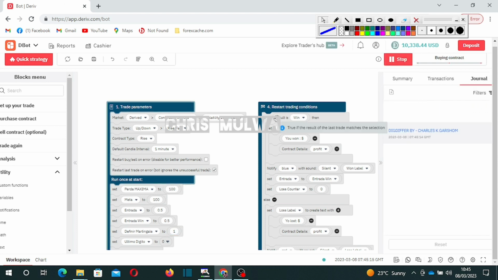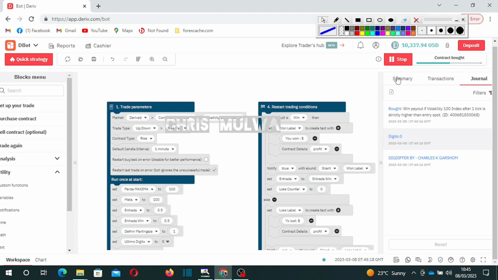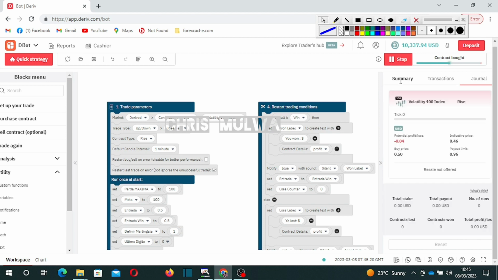Wow. Yeah, it is running. Oh, we have got one loss, another loss, another loss. Oh, wow, the stake is increasing. Okay, another win. You can see that the win has cancelled all the losses. We have compensated all the losses.